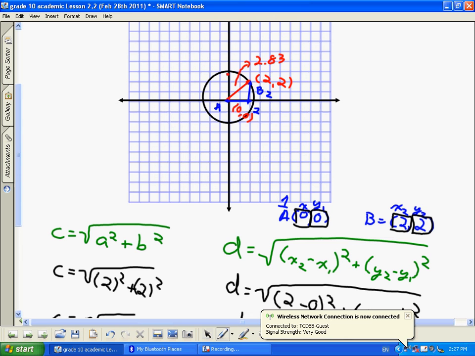This distance here is 2.83, which makes sense, the radius of the circle. If we look up, it looks a little under 3. I free-handed the circle, so it's not exact.